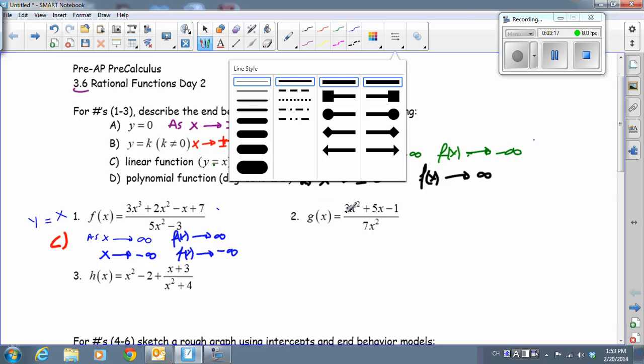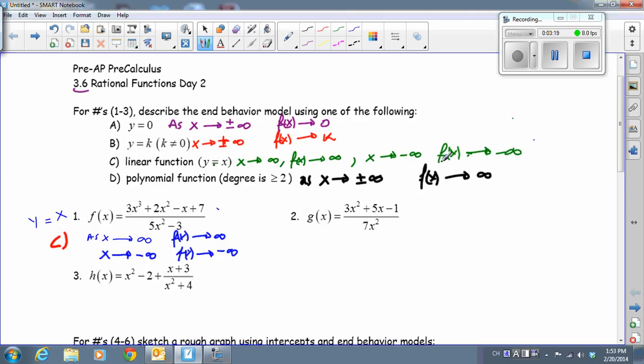Number 2, I have g of x equal to 3x squared plus 5x minus 1 over 7x squared. Here, the coefficients on top and bottom are the same degree, so my horizontal asymptote will be y equals the ratio of the leading coefficients, which is 3 over 7. The fact that it looks like this drives me to B. It looks very similar to B.